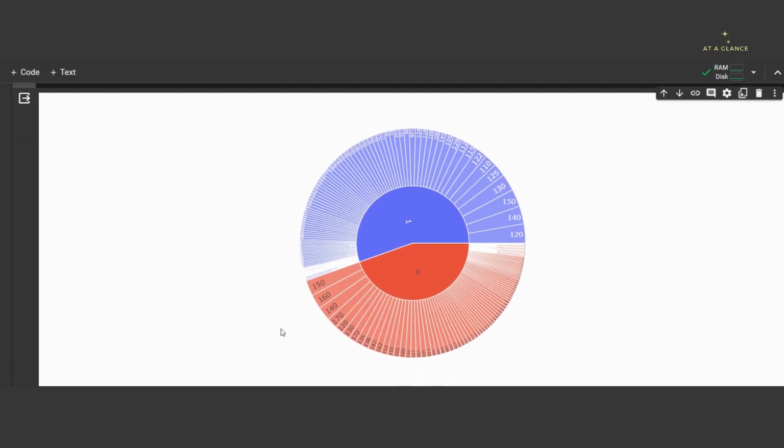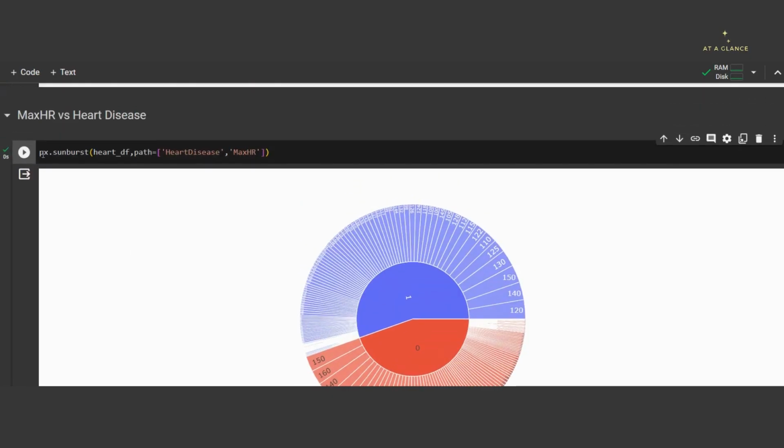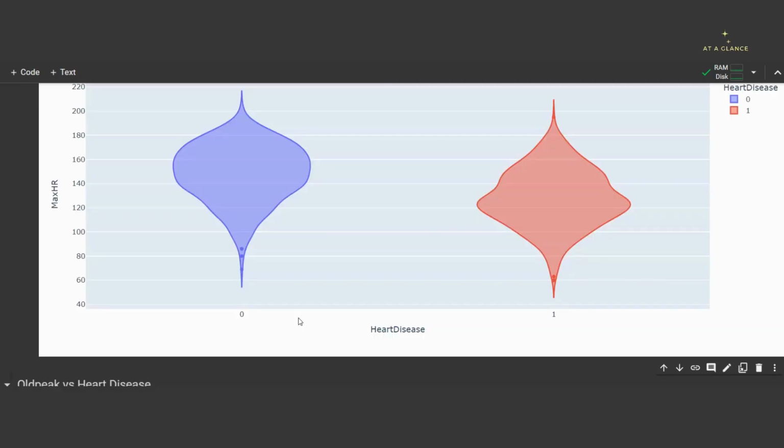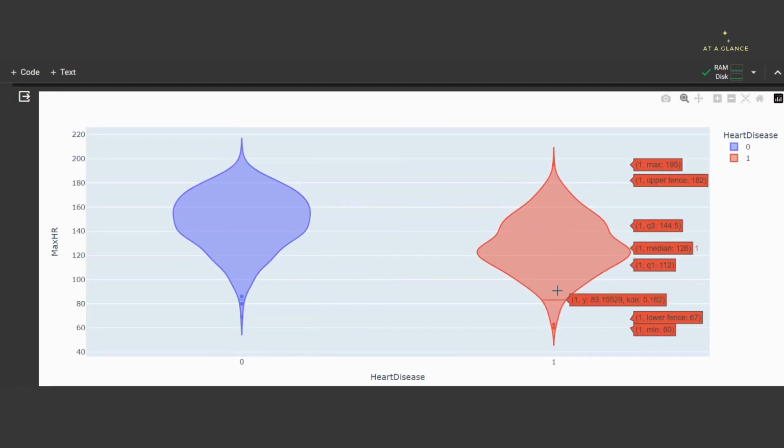Now let's plot one more graph for the relationship between the maximum heart rate and the heart disease. Here we are going to use a new graph which is violin plot. So inside violin plot, we'll pass the heart underscore DF data frame. On the x-axis, we'll specify the heart disease, that is the target column. On the y-axis, we'll specify the maximum heart rate column, and we are going to segregate it with the help of the color, for which we are going to specify the heart disease column. Now let's plot this violin plot, and here you can see that we are getting this particular graph.